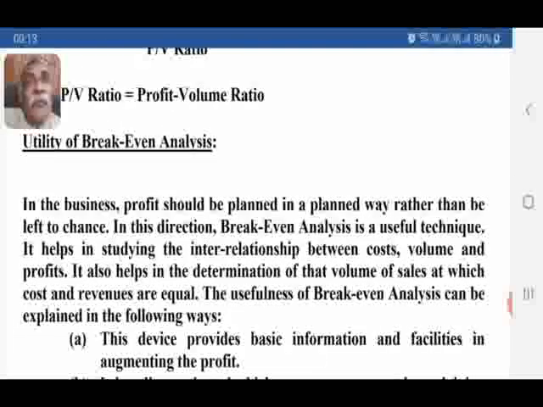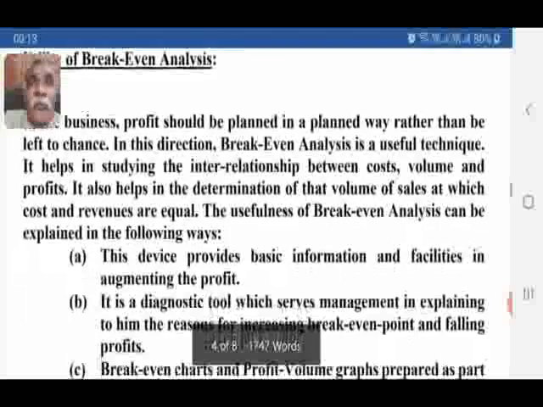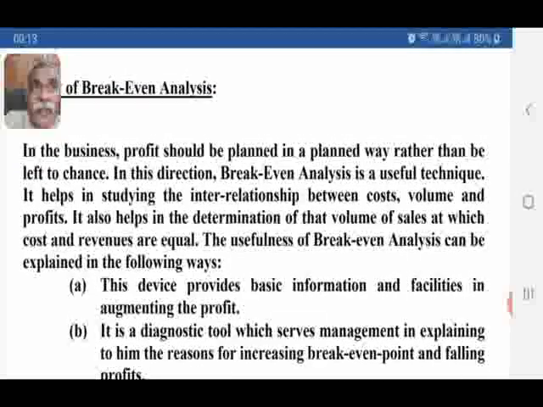Now, what we say as the utility of break-even analysis. We know in the business, profit should be planned in a planned way rather than be left to chance. In this direction, break-even analysis is a useful technique. It helps in studying the interrelationship between cost, volume, and profits. It also helps in the determination of that volume of sales at which cost and revenues are equal.